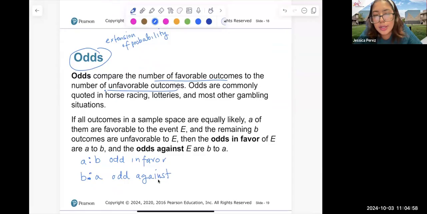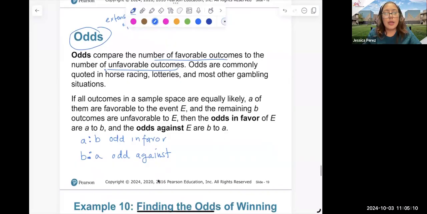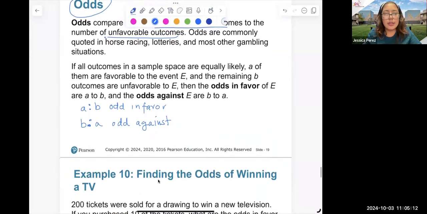So right now, we're not looking at the sample space, but at how many are against and how many are in favor, and who's going to win. Which one has a higher chance? Which one has a higher probability? Odds in favor and odds against.